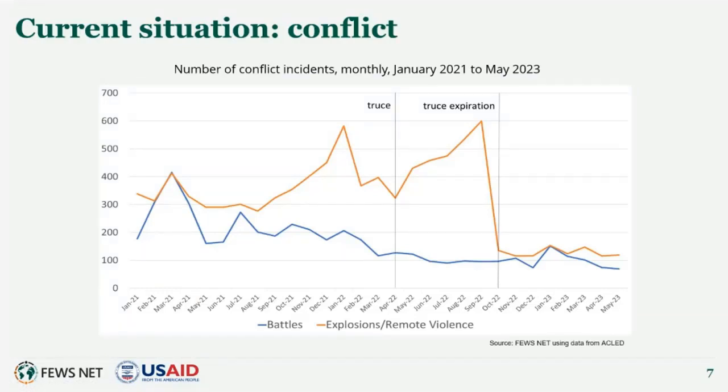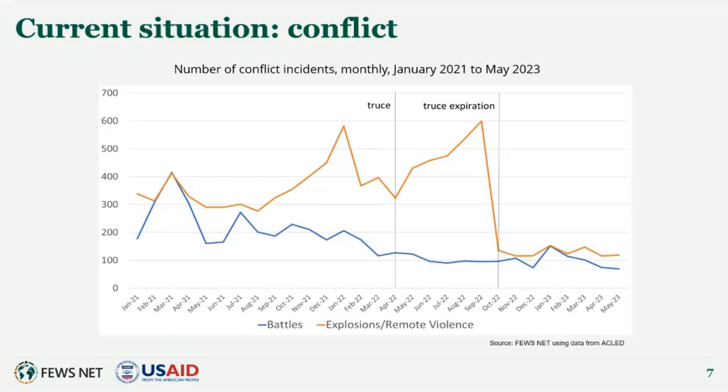So now for our current situation updates. First, as everyone is likely aware, conflict has been the main driver of acute food insecurity in Yemen for many years. And this continues to be the case as years of protracted conflict have significantly eroded livelihoods and income earning opportunities. However, as you can see clearly illustrated here, levels of conflict have declined notably alongside the peace talks and unofficial ceasefire that have been underway despite the expiration of the official truce in October 2022.